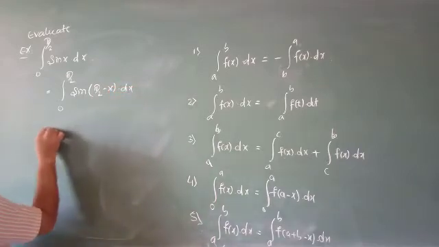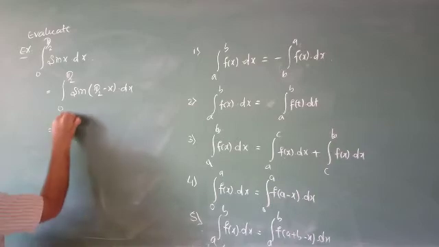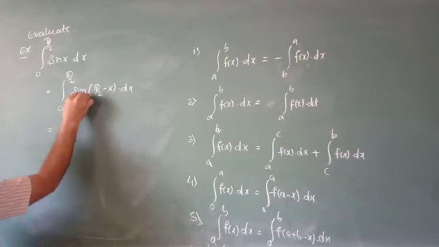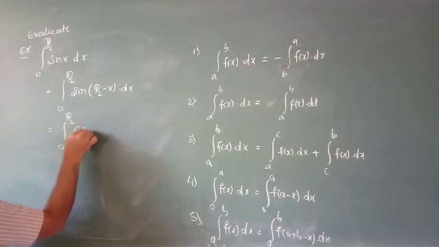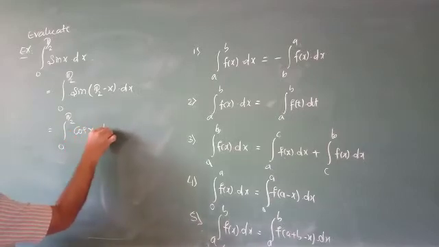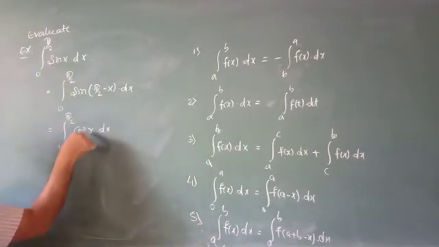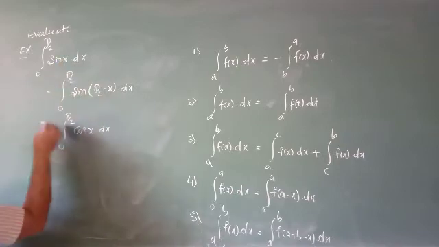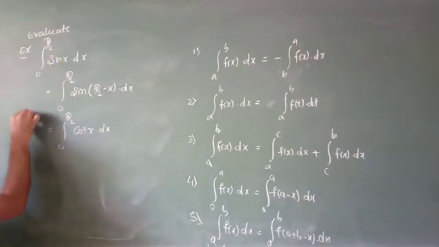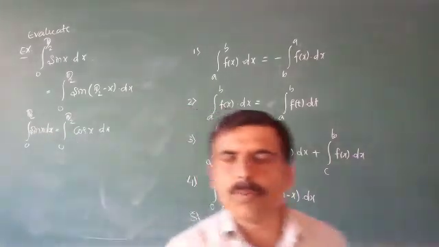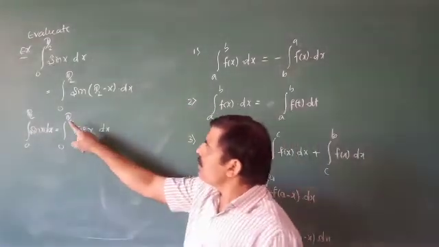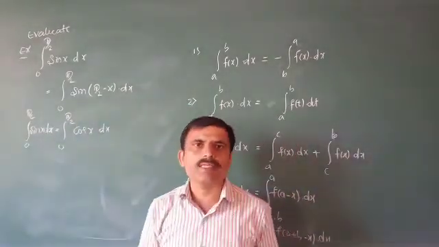Integral of 0 to pi by 2 of sin of (pi by 2 minus x), which is cos x, with respect to x. So these two are equal. Otherwise, integral of 0 to pi by 2 of sin x with respect to x is also equal to integral of 0 to pi by 2 of cos x with respect to x.